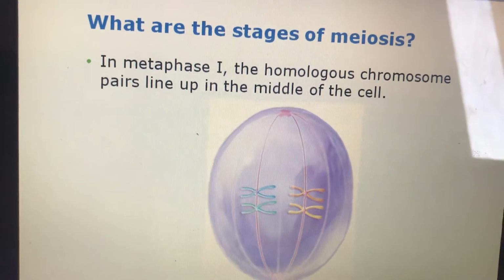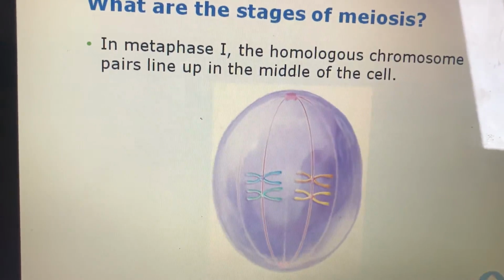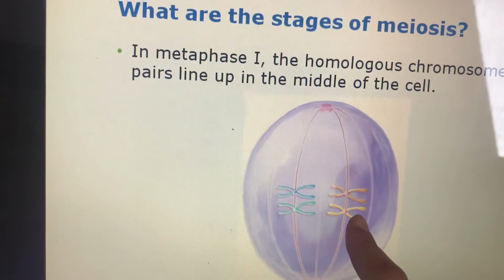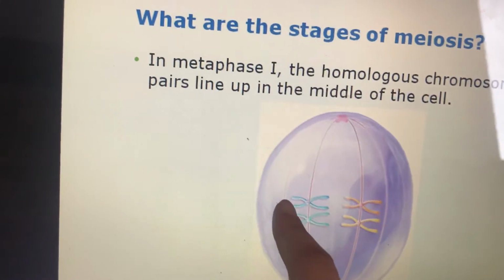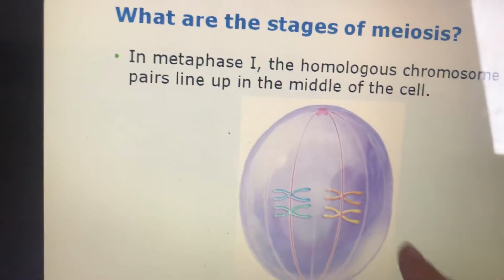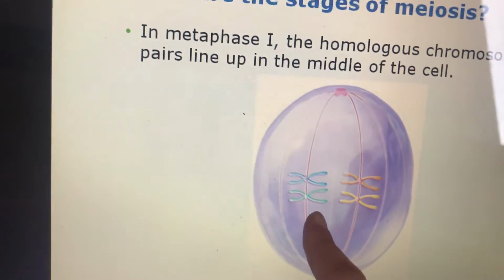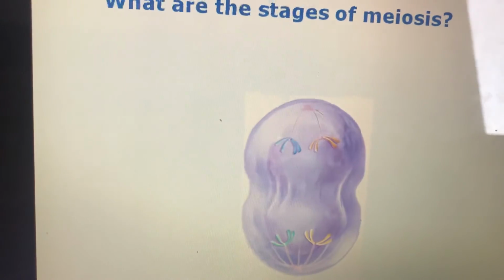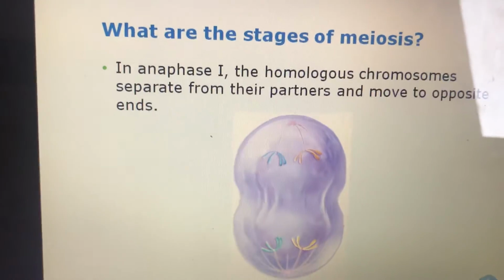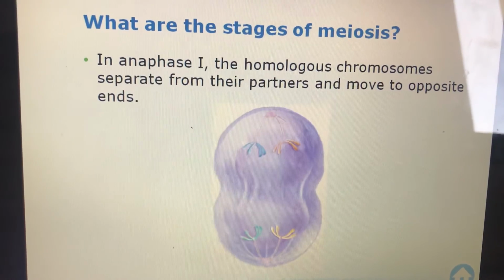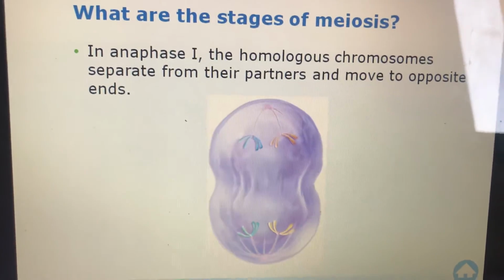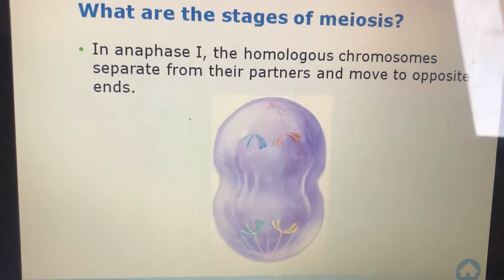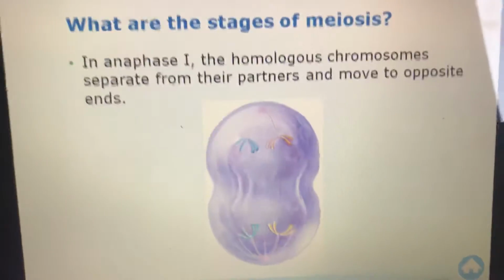And then in metaphase 1, the homologous chromosome pairs line up in the middle of the cell. So it's similar to metaphase of mitosis, but instead of having 4 chromosomes lining up in the middle of the cell next to each other, I can see the lining up of the pairs of homologous chromosomes. And then also, like the anaphase of mitosis, I can see in anaphase 1 of meiosis that the homologous pairs are separating from their partners and move to opposite poles.